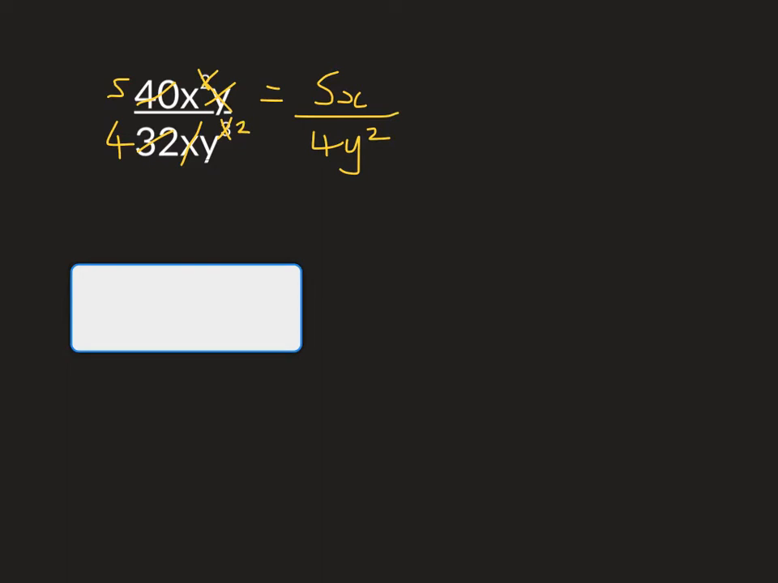Being very careful, I've done it quite scruffily there, so just make sure you're doing that nice and neatly. Then you should obviously pick a value for x and y, put it into your original, put it into this, and make sure it gives you the same value.